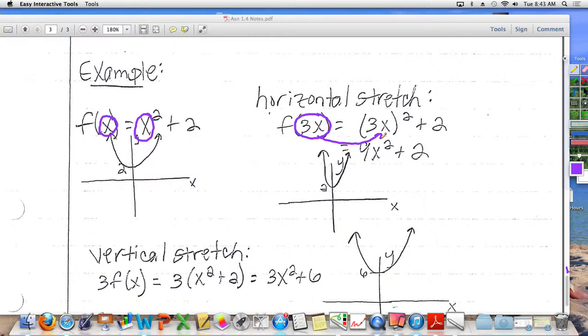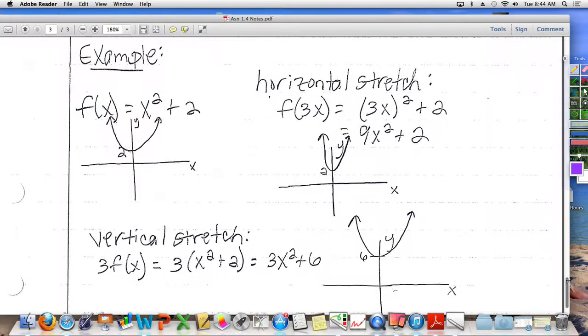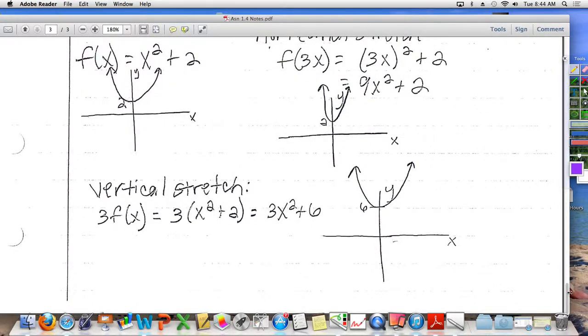So when that happens, you actually get the exact same graph that you started with, except now it is much skinnier. The graph almost starts to hug the y-axis. Now a vertical stretch in this case, I'm multiplying everything by 3, not just the x values. So the graph does end up being skinnier, but it also shifts the graph up to 6 rather than 3. So vertical stretch, we're multiplying everything by 3.